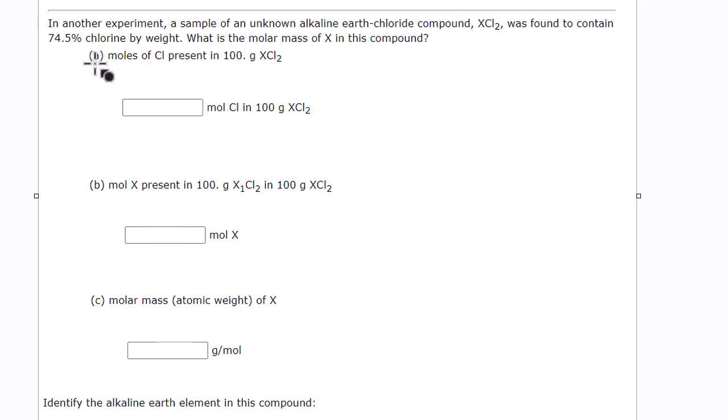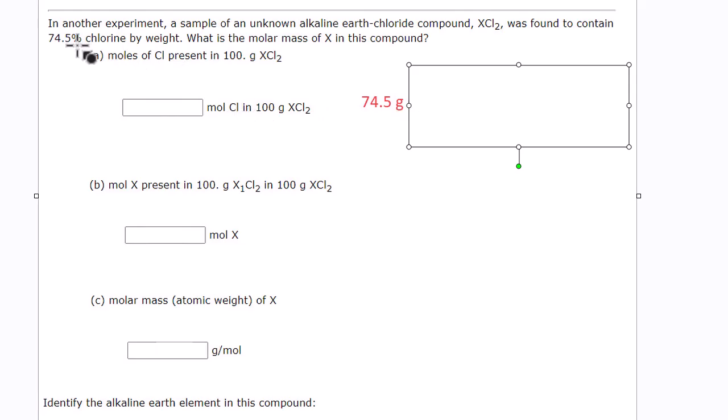First of all, we want to find out the moles present of chlorine in 100 grams of XCl2. We've got, of course, 74.5% chlorine, and we've got 100 grams of it. So as with any mole problem, if you know the element that's involved, in this case Cl, and you know you've got 100 grams, then you should be able to find the Cl present. So let's just take our 74.5 grams of Cl, because we know it's 74.5% chlorine. And of course, you know how to change grams into moles. If you're using dimensional analysis, you would end up using the molar mass of chlorine.